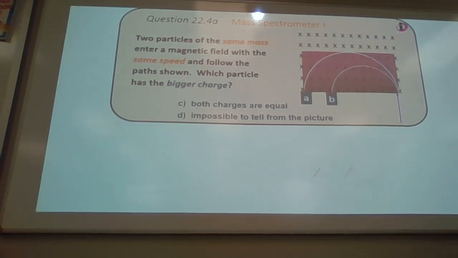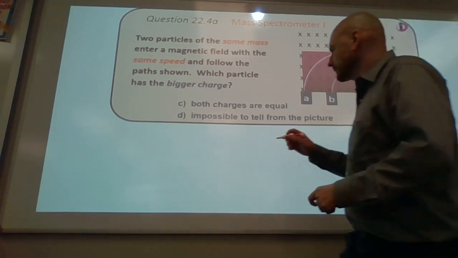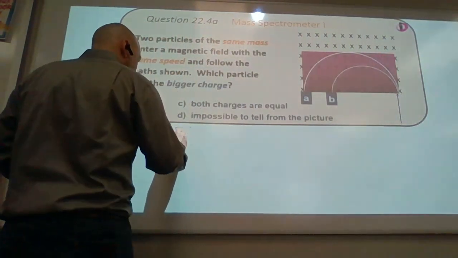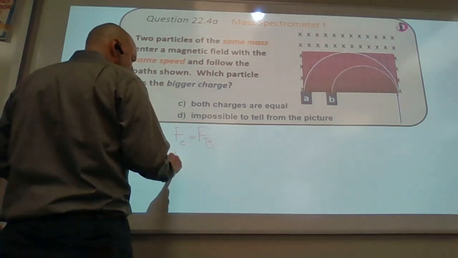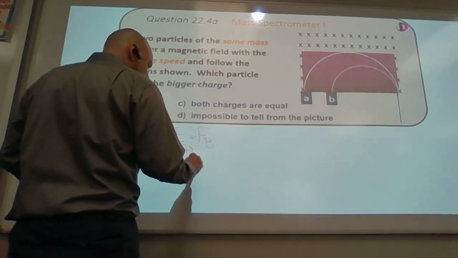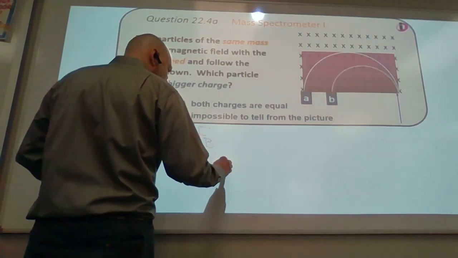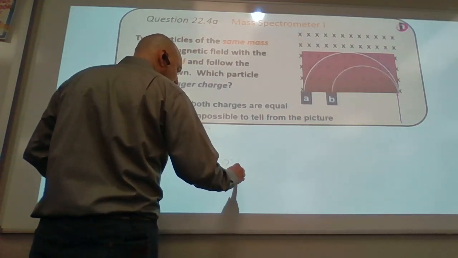Correct answer is B. So you've got magnetic forces playing the role of centripetal force. Mass times speed squared over the radius is equal to magnetic field times charge times the velocity perpendicular.